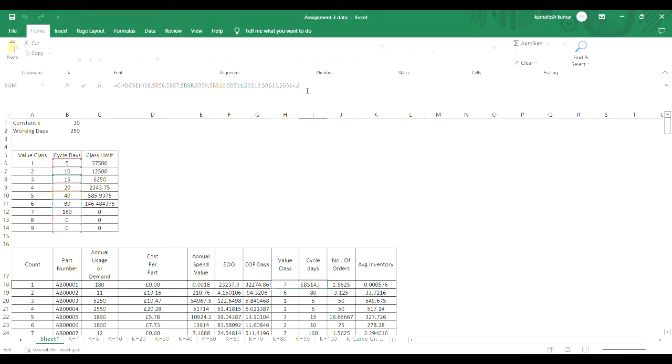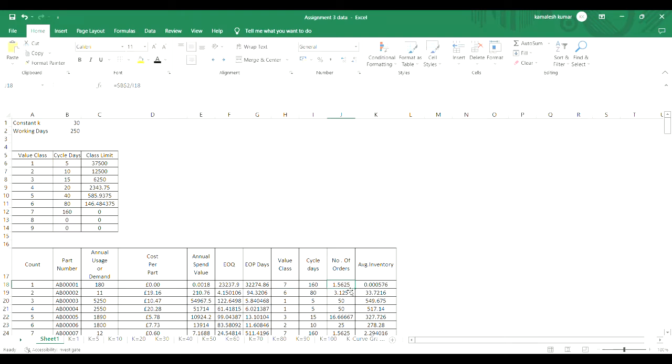Next one is number of orders, like how many orders you have to place. It can be obtained simply by dividing the working days by your cycle days. If you use that formula, we will be getting the number of orders value, and you have to drag it till 200 parts. So this is how you will be doing the number of orders.